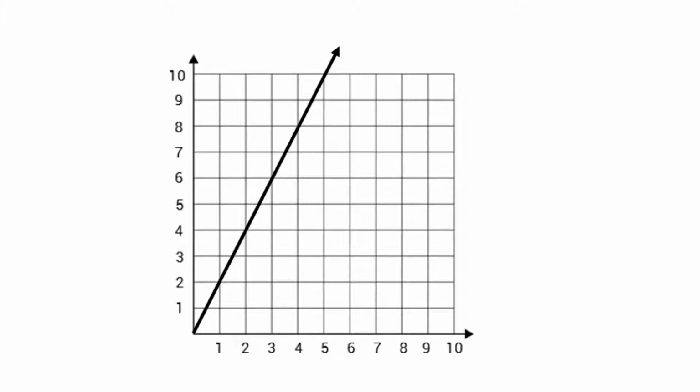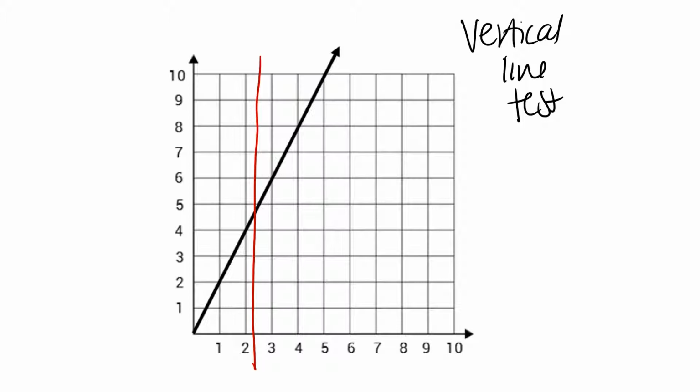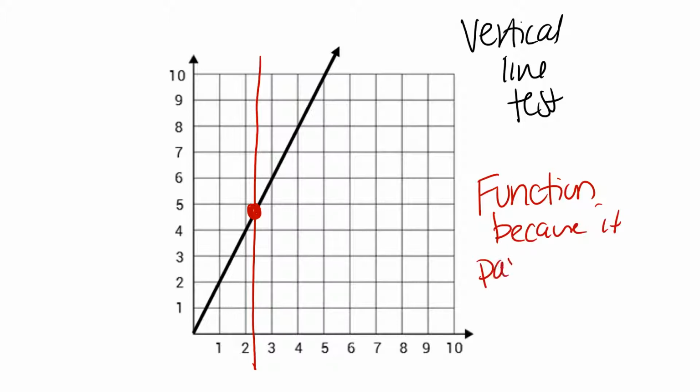So here we have another graph, so we're going to do the vertical line test again. We're going to draw our line going straight up and down, and if you look, it only touches the image one time. So that is a function because it passes the vertical line test. Only touches the graph one time.